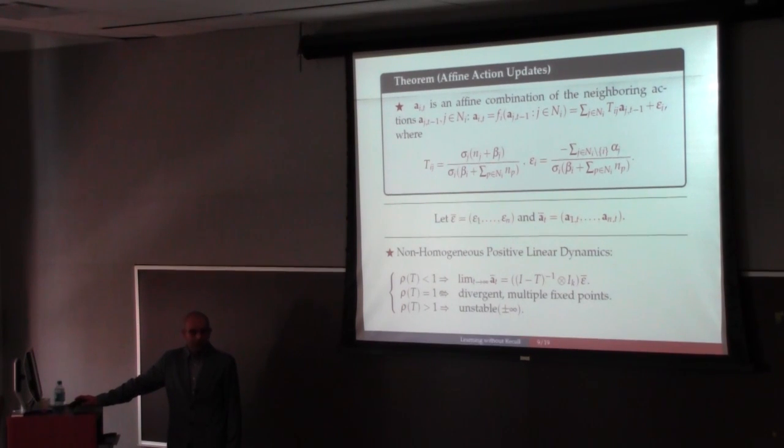If the spectral radius is 1, then we get oscillation between different fixed points, because basically this spectral radius being 1 is pointing out to a linear system having multiple solutions. And for this non-homogeneous case, if the spectral radius is greater than 1, that is where we get convergence to extremes, plus and minus infinity.